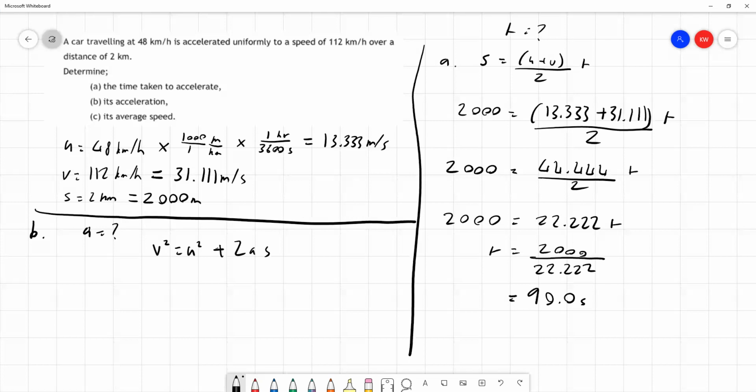And I'll put in our values that we have from the question. V is 31.111, that's all squared. I'll put brackets around to remind us of that. We have u equal to 13.333. Again, that's all squared. And we'll add to that 2 times a, which we don't know, times 2,000, which is our displacement from the question.